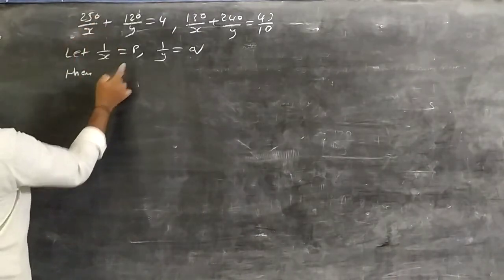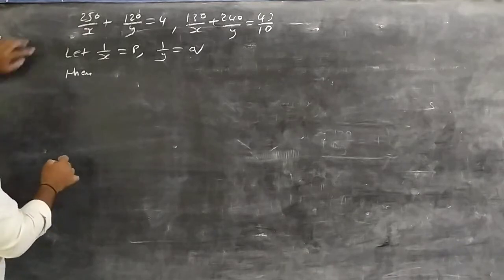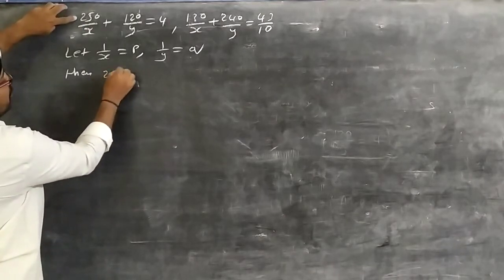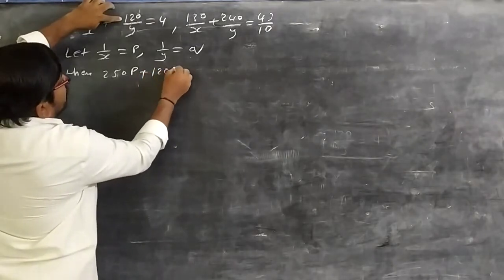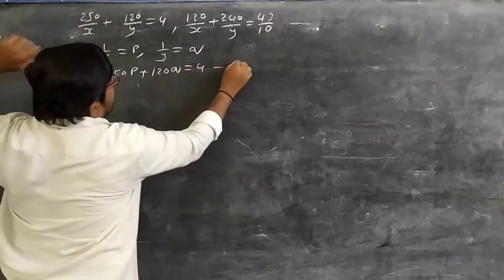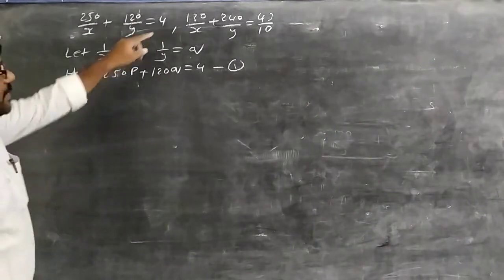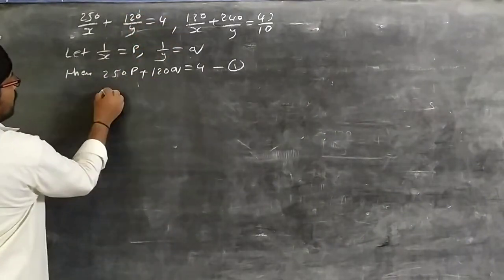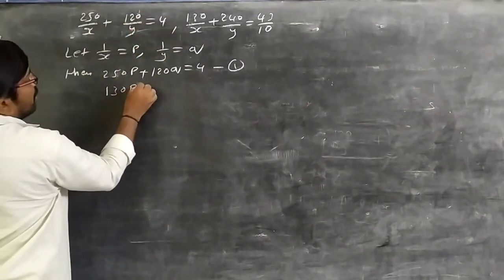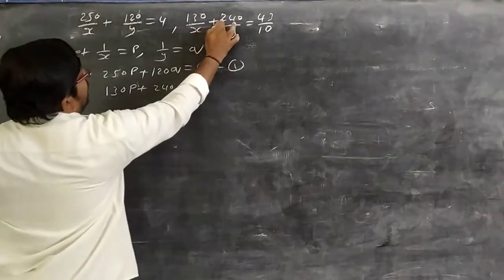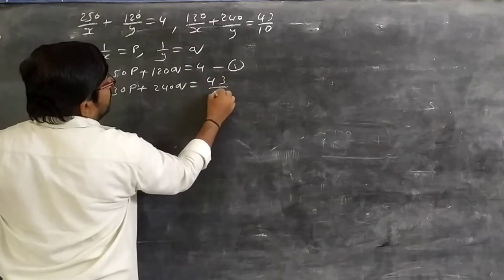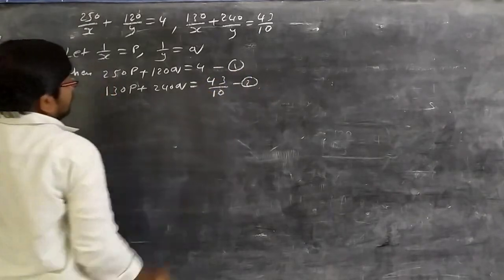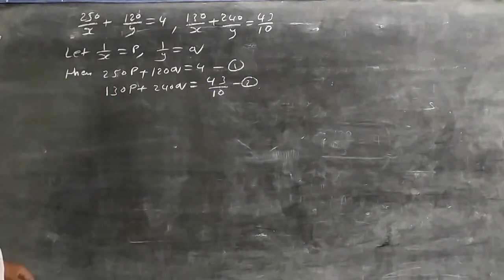250p plus 120q is equal to 4. It is equation 1. And next, 130p plus 240q is equal to 43 by 10. It is equation 2. Now solve these two equations.